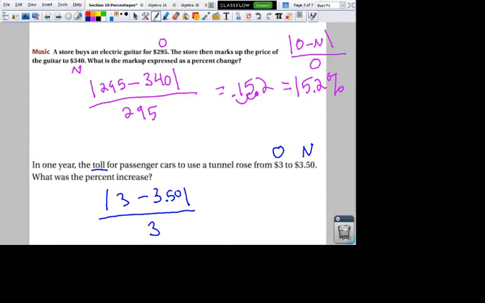Now all I have to do is plug this into Desmos. So we're going to go absolute value 3 minus 3.50. The whole thing is divided by 3. We plug it in and we get 0.166.